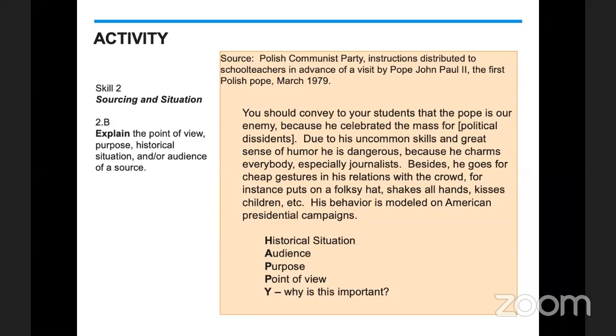And which of those things you choose, the H, A, P, or P, why is that important? You would say something to the effect of, the historical situation is, and give a description, and talk about why that's important in the shaping of this source. We're going to be doing lots more sourcing activities, and I know Katie has one as homework for today as well. It's also Polish by coincidence.